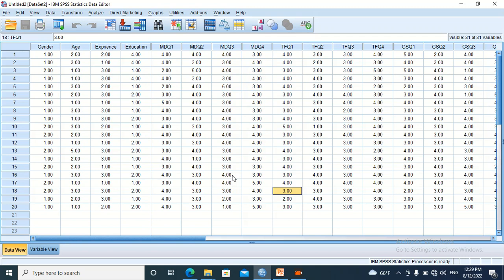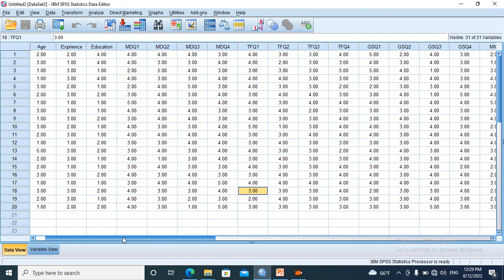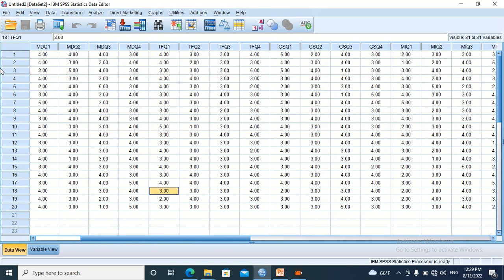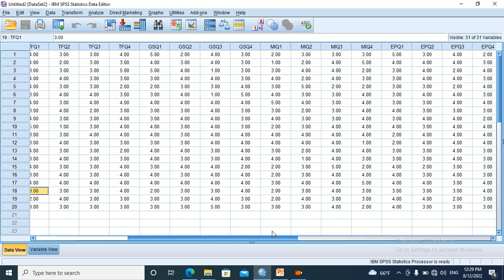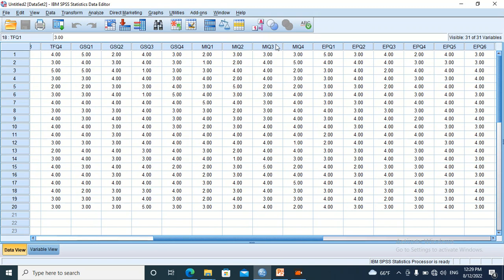Let's go analyze these correlation coefficients. These are all our questions: MED question one, two, three, four; TF question one, two, three, four; GS question one, two, three, four; MAI question 2, 3, 4; EP 1, 2, 3, 4, 5, and 6.